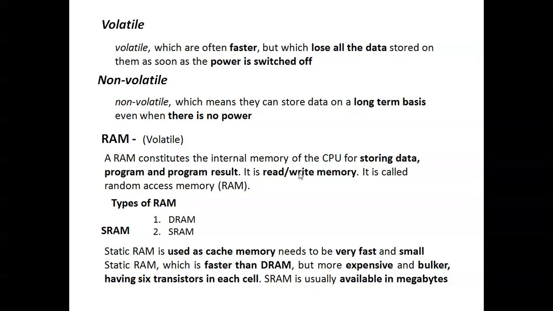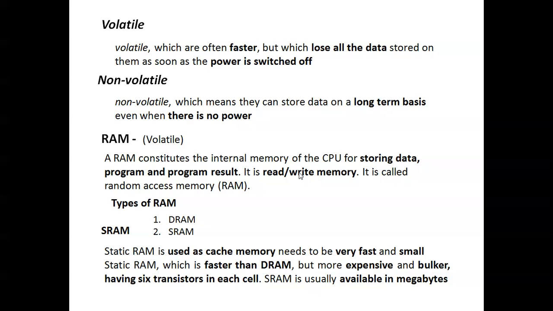Random access memory is volatile. What is volatile? Volatile means even if the data is stored in the chip, when the power is switched off all the data will be lost. That is volatile, that means data vanished. Non-volatile means not vanished. So even when there is no power, the data will be kept on a long-term basis. That is non-volatile.